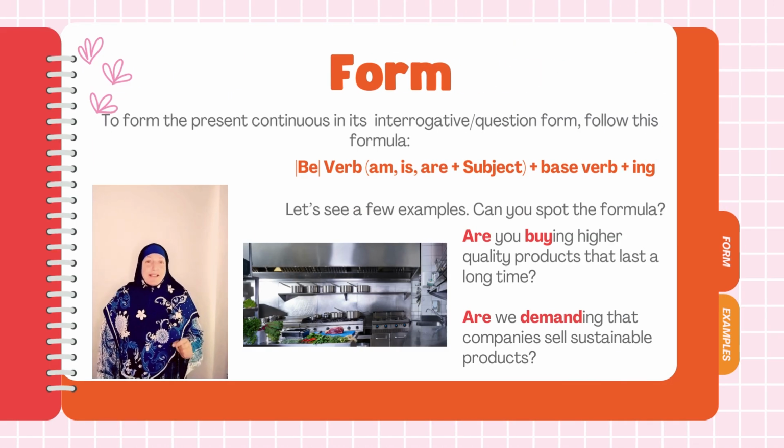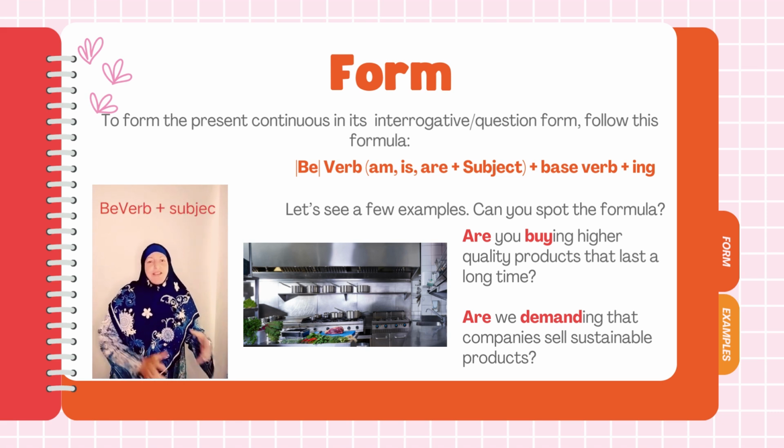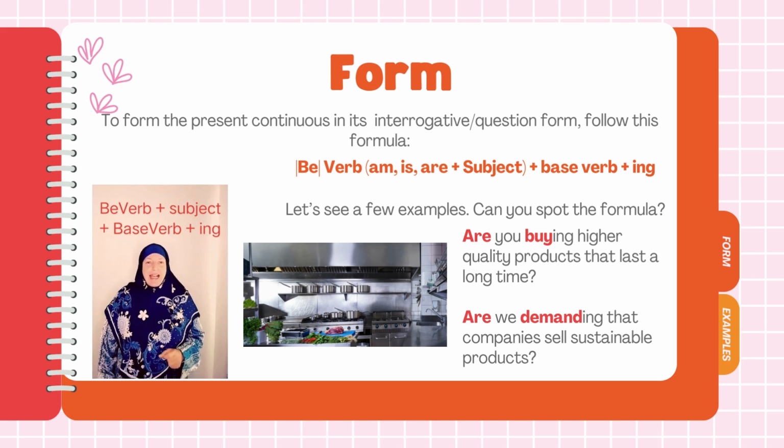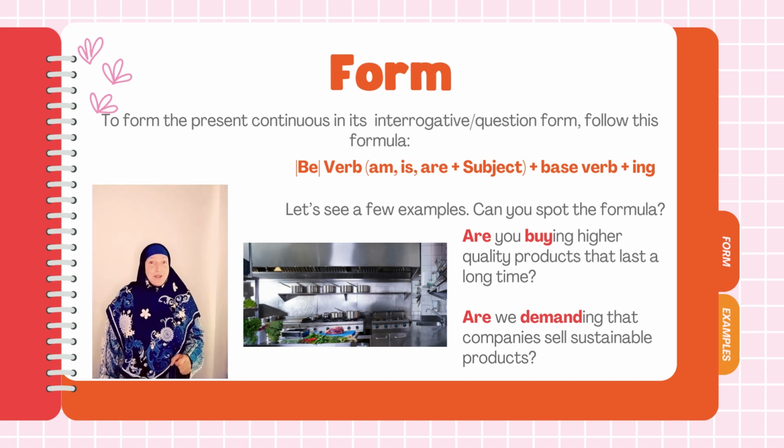To form the present continuous in its interrogative or question form, follow this formula. The be verb comes first, then the subject, plus the base verb, plus ing. Let's see a couple of examples. Can you spot the formula? Are you buying higher quality products that last a long time? Are we demanding that companies sell us sustainable products?